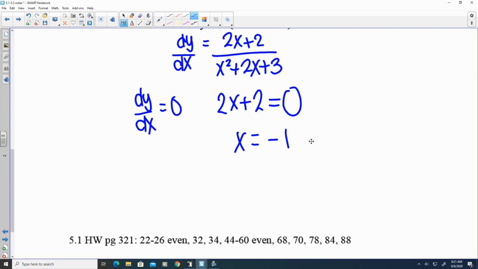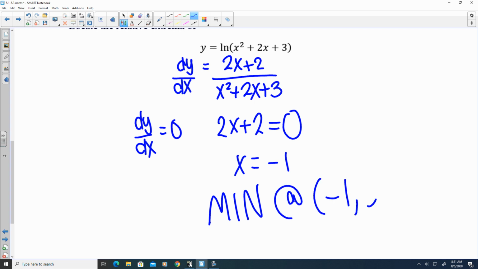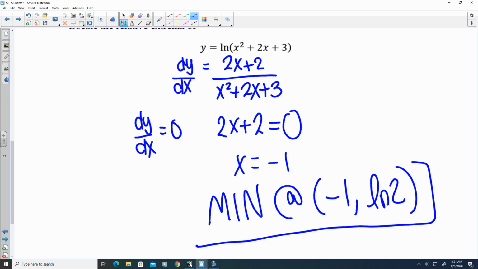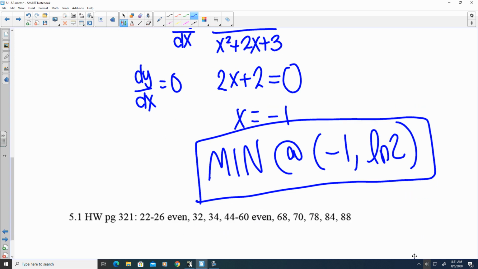And then I'm going to do my testing with my intervals and find that at -1, it is a minimum at -1, and then I plug that back in to the original and get natural log 2 for the y value. Okay, our homework is there, and that was section 5.1 on natural log derivatives.